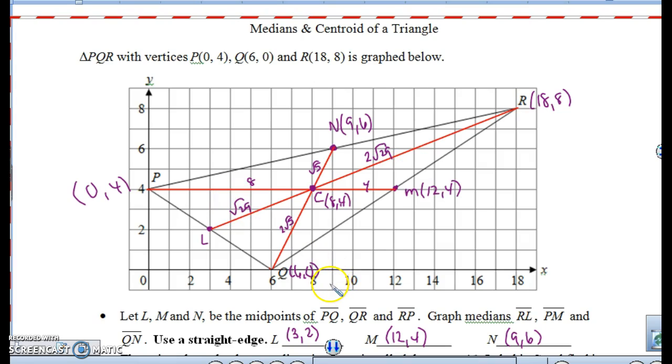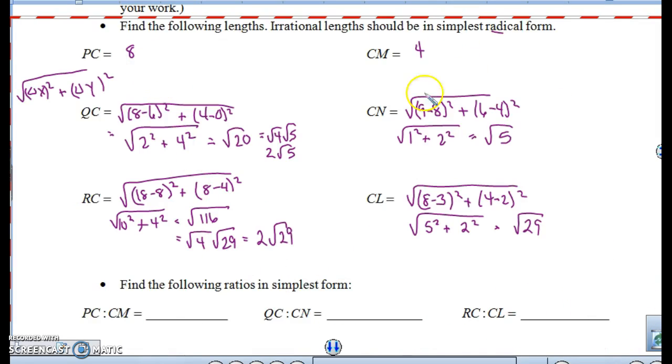So let's look at the ratio of each of the pieces. Let's look at PC to CM. PC is 8, CM is 4. What ratio is that? Well, that's a ratio of 2 to 1. And then we have QC and CN. QC was 2 radical 5. CN is radical 5. What ratio is that? Huh, that should be a 2 to 1 ratio as well. And the same thing for RC and CL. RC is 2 square root of 29. CL is the square root of 29. That's also a ratio of 2 to 1.